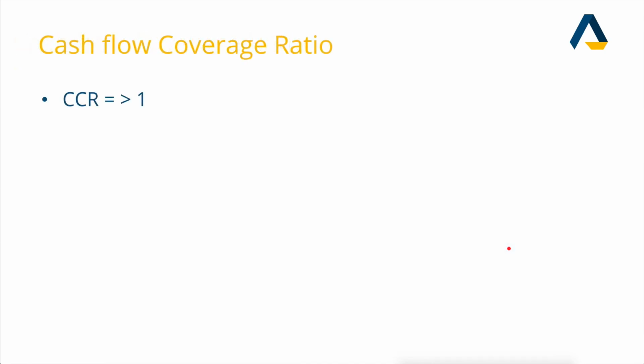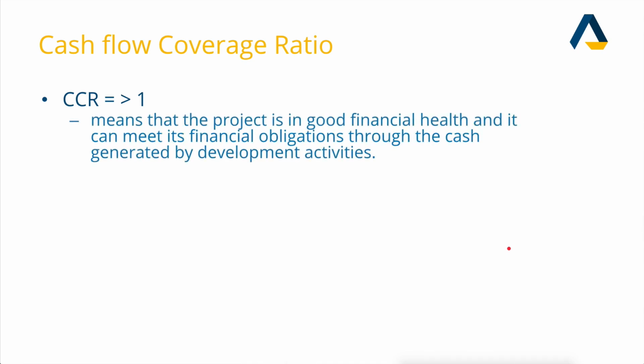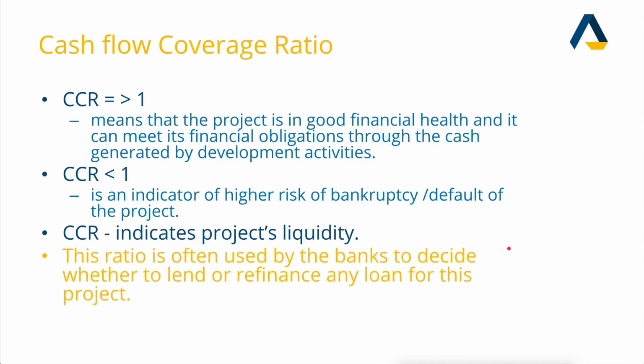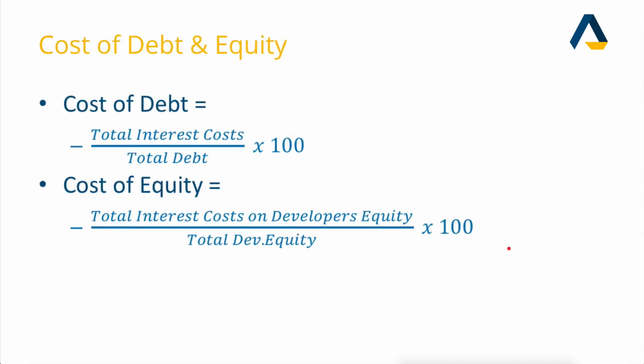If CCR is equal to or greater than 1, it means that the project is in good financial health and it can meet its financial obligations through the cash generated by development activities. And if it's less than 1, it is an indicator of high risk of bankruptcy or default of the project. CCR indicates the project's liquidity, and this ratio is often used by the banks to decide whether to lend or refinance any loan for this project.